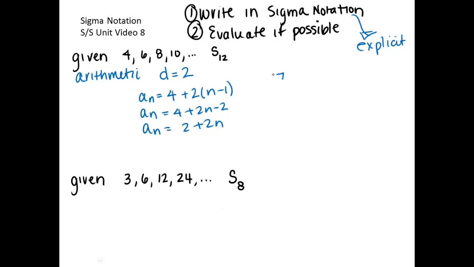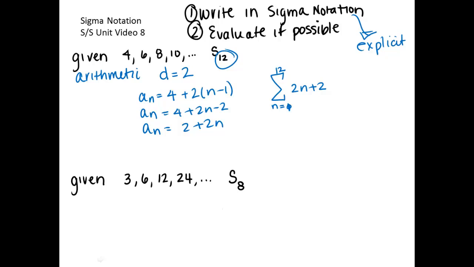So in my sigma notation, I'm going to write my explicit 2n plus 2. And I'm going to say n is going to start at 1, and it's going to go all the way to 12. So this right here, we've taken care of step 1, writing it in sigma notation. Now I'm going to evaluate it.